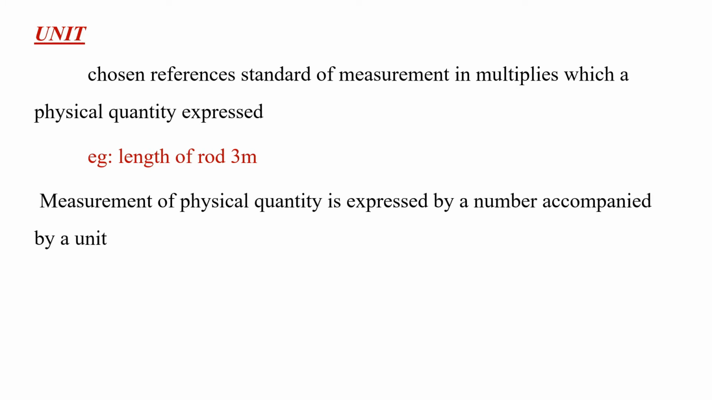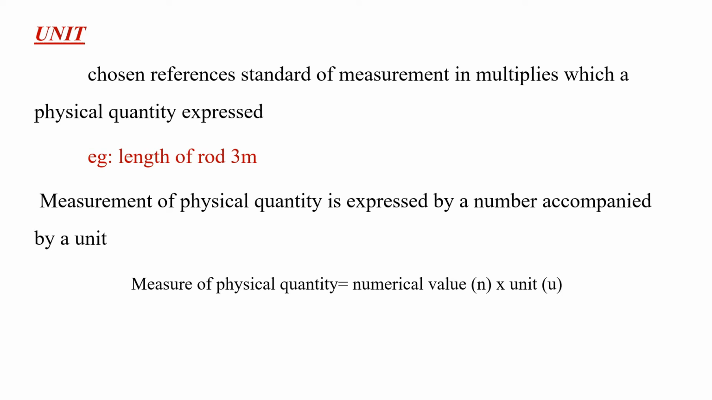Measurement of a physical quantity is expressed by a number accompanied by a unit. That is, numerical value n into unit u. That is, 3 is the numerical value and m is the unit. So, for the length of a road, the physical quantity, or the fundamental quantity, is the length, and its measurement is represented by a numerical value which is 3 and the unit, that is meter.